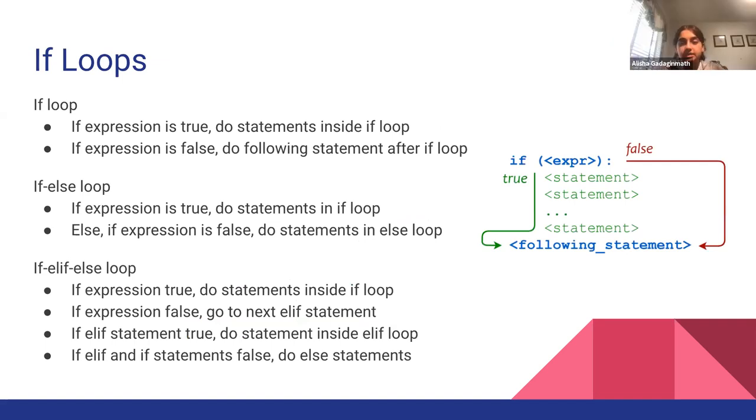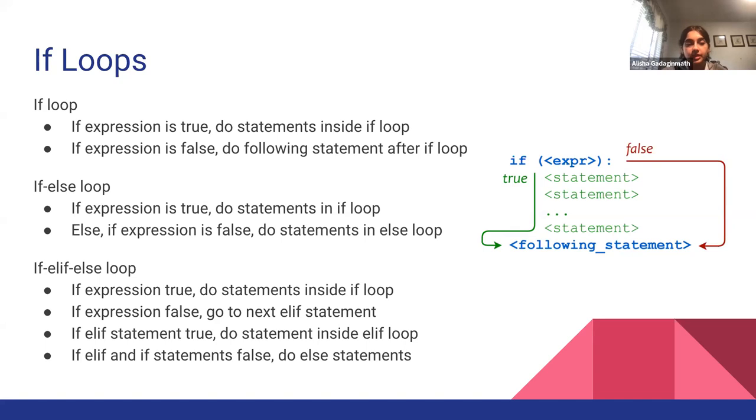Okay, so next is if loops. An if loop is essentially an expression that uses a Boolean value, true or false. It goes through the loop underneath the if if the Boolean value evaluates to true. And if it doesn't evaluate to true, then it will follow the statements after the if loop.